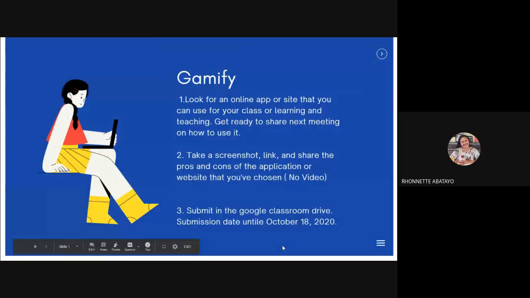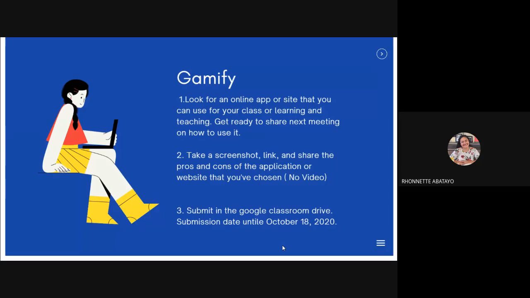For this week, in the event that you will be out for the disconnection of your Wi-Fi, just take note of your assignment. This is called Gamify, so you need to look for an online app or site that you can use for your class, either in PE or general education. I will get ready to share this next meeting on how to use it. But your submission will just be a screenshot or include the link as well.